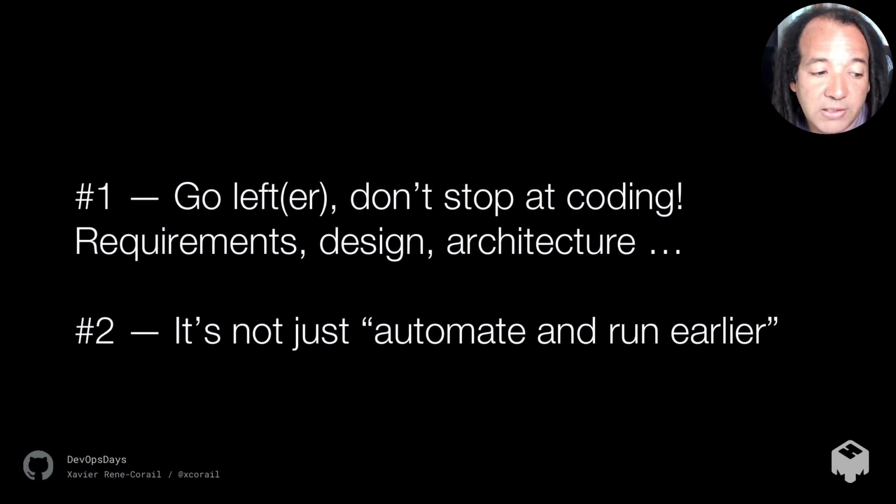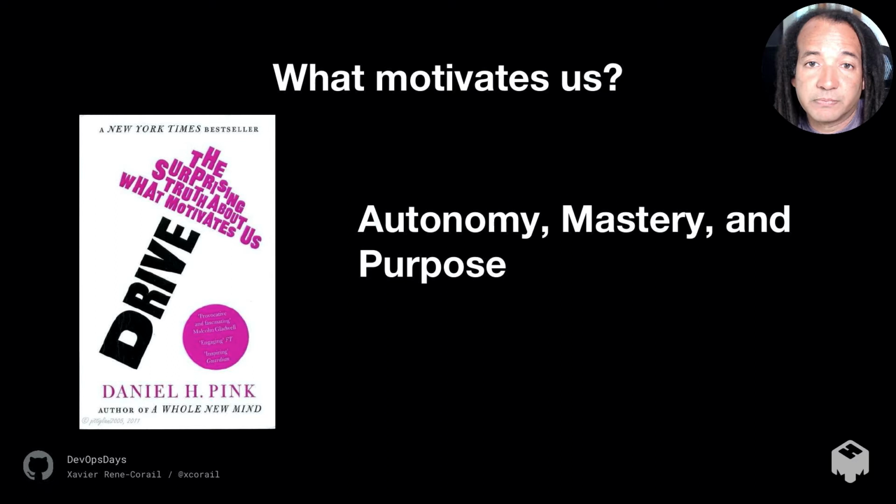So what do we need to change the developers' practices? What motivates developers? In his book, Drive, Daniel Pink tells us that it's a combination of autonomy, mastery, and purpose. Autonomy is about being free to do stuff, being in control. Mastery is about being good at what you're doing. Like, for example, people like to learn music instruments because they just want to be good at it. And purpose is about knowing why you do something.